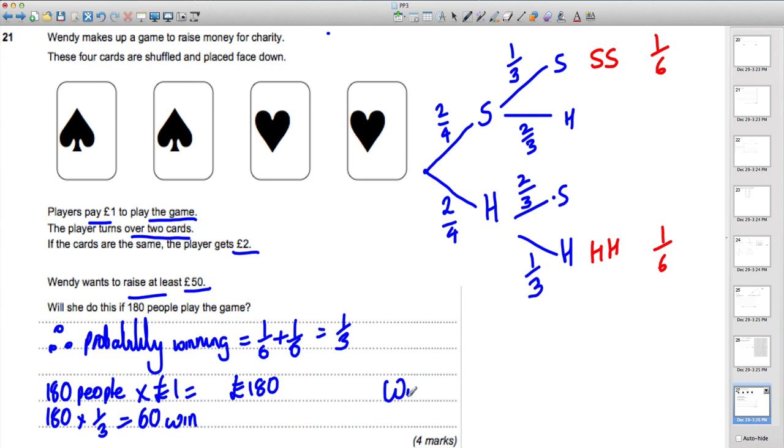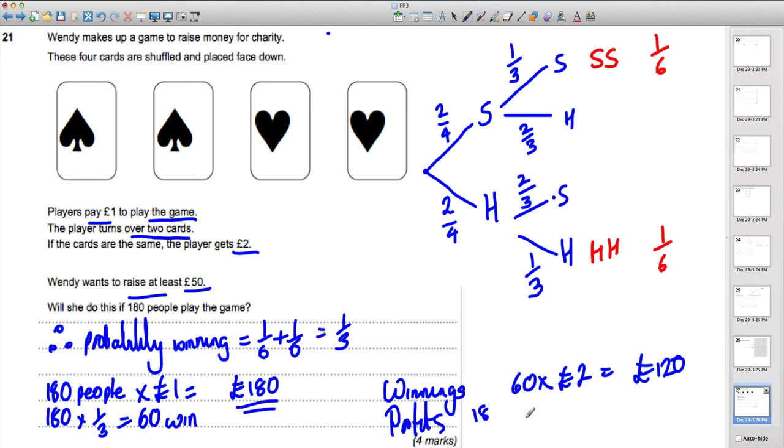So the winnings must be 60 times £2, which is 120. So therefore, her profit, or how much money she makes, would be how much she got in, the 180, take away how much she gave out, the 120, is £60. And she wants to raise 50. Will she do so? Yes. Should do, with £10 to spare.